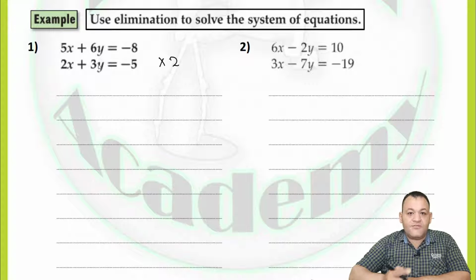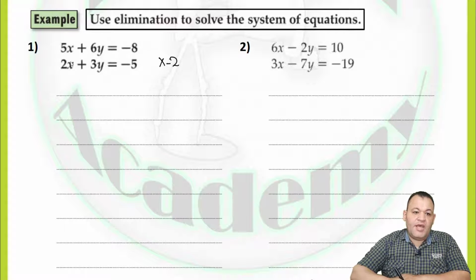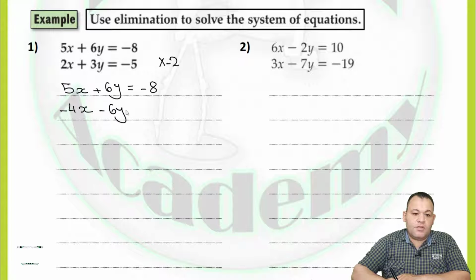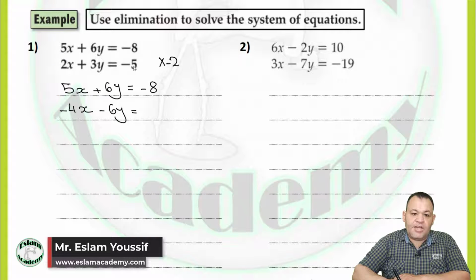But we need to make different signs, so we'll multiply it by negative 2. If you have the same sign, multiply one of them by a negative to change the sign. Now the first one is 5x plus 6y equals negative 8. For the second one, 2 times negative 2 equals negative 4x, 3 times negative 2 equals negative 6y, and negative 5 times negative 2 equals positive 10.